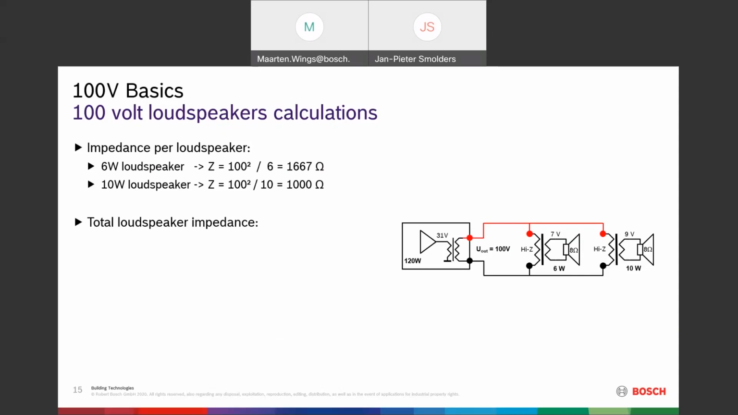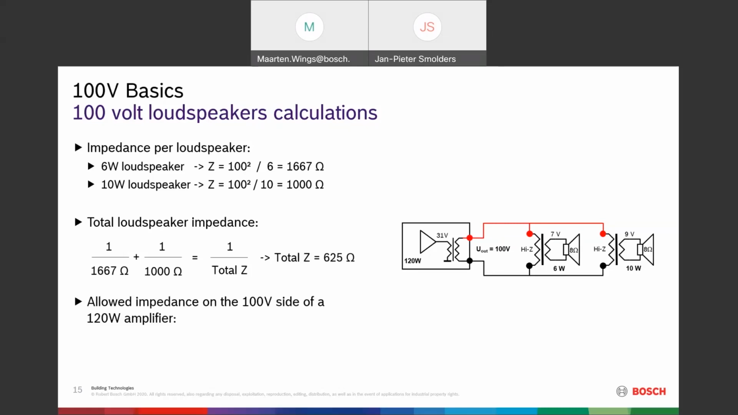In total, if you have to calculate this, you will have to use this equation if you want to calculate it. Now, the result of this, these two loudspeakers connected here, the impedance is 625 ohm.